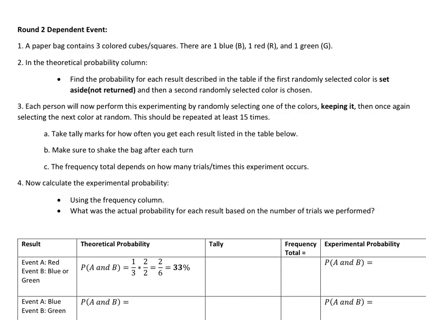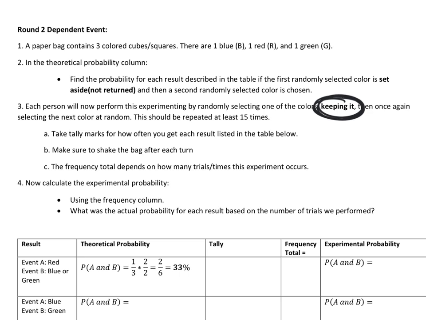On the back, it looks the exact same, yeah? Here's the big difference. What are you doing this time? Keeping it. Does that show an independent or a dependent experiment? Dependent, because I'm changing the total number in the bag. So like I draw the first one, it's red. I draw the second one, it's green. That would have been one of these. Red and then green. So you'll do the same thing on both sides.